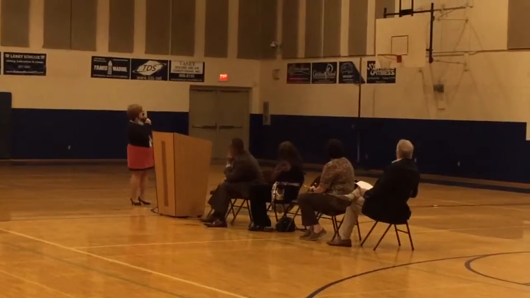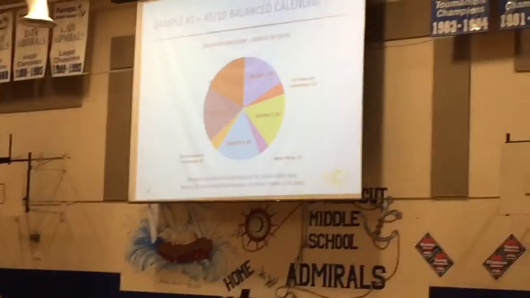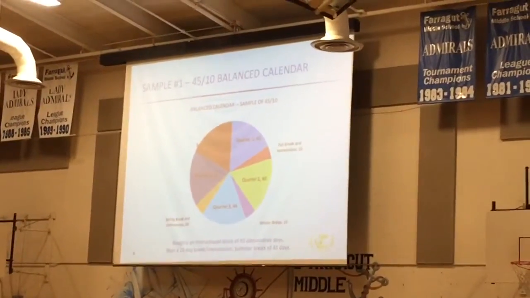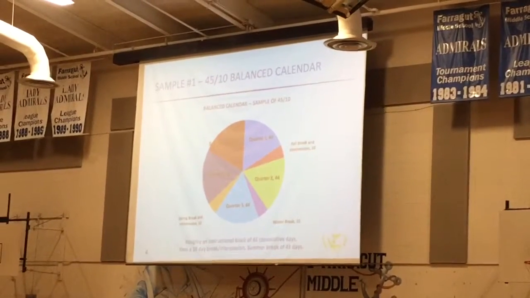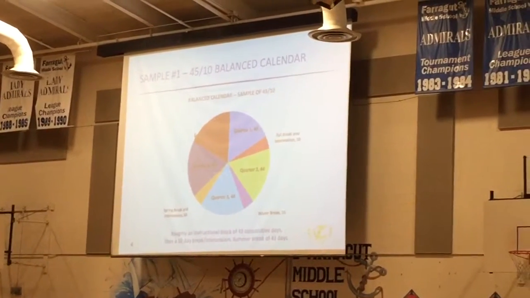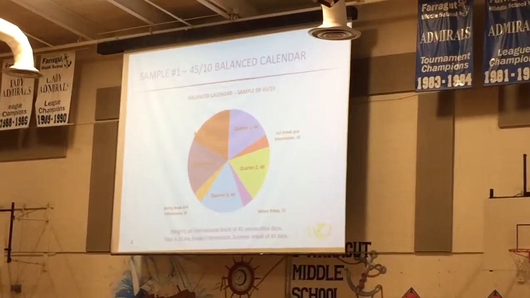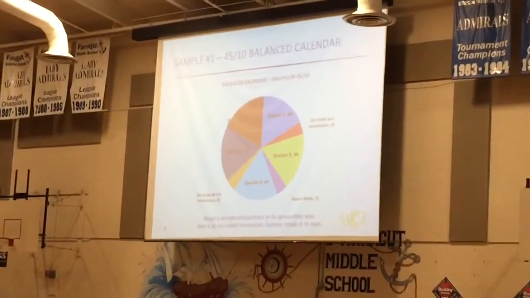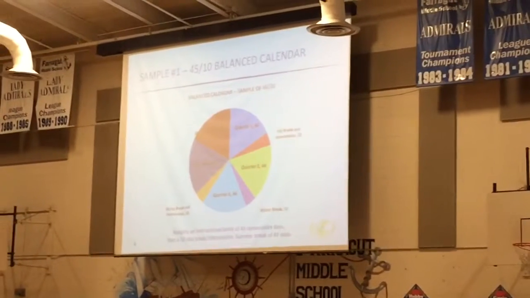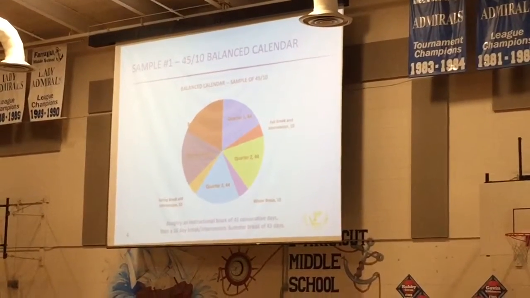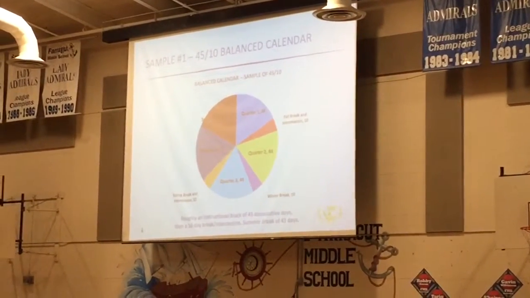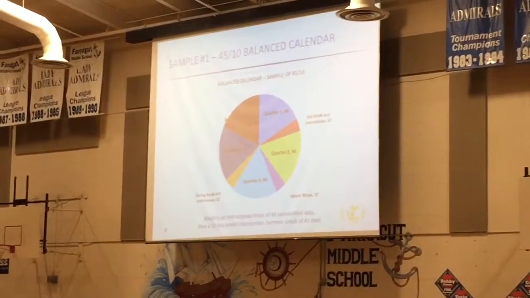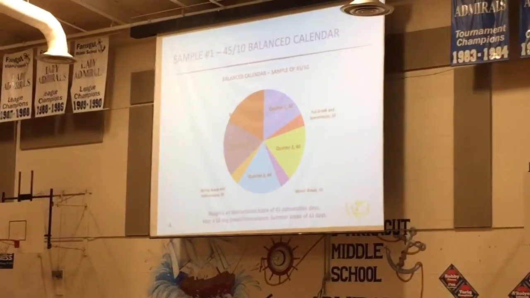Okay, and then, thank you. On a 45-10 calendar, you would go the first quarter, and you would still go the 44 days. And then instead of that 2-day fall break, you would take 10 days off. That would be Monday through Friday days. And then second quarter, you would go 44 more days, and then take your 10-day winter break at the holidays.